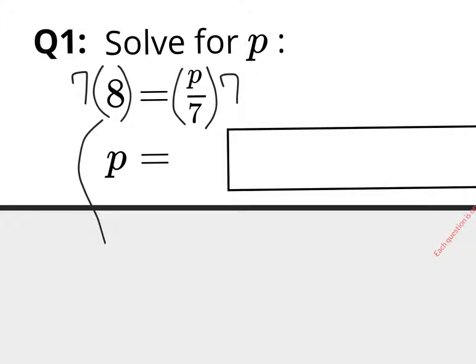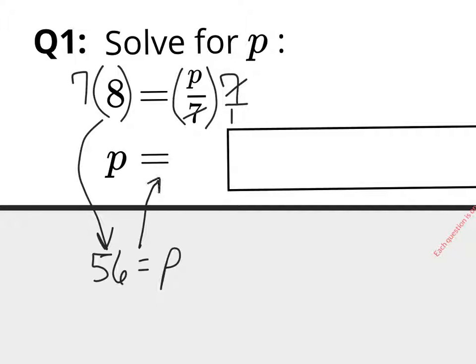Now, normally when we actually work this out, we would just bring this straight down. So 7 times 8 is 56. And then this other side, basically the 7's cancel, or you could get 7p divided by 7, and then when you divide that you'll get p. So normally it would be written like this.